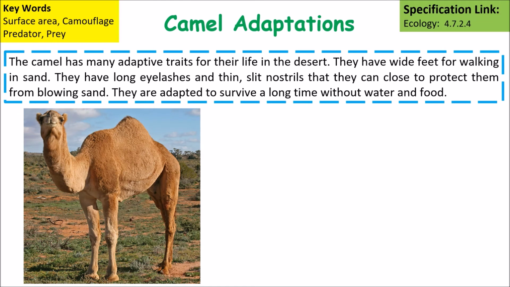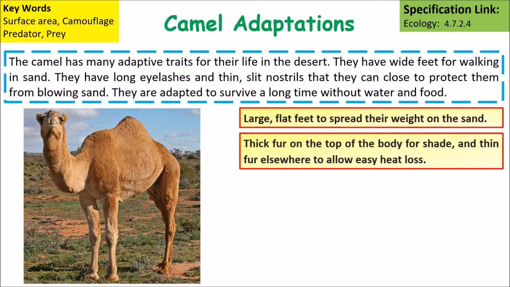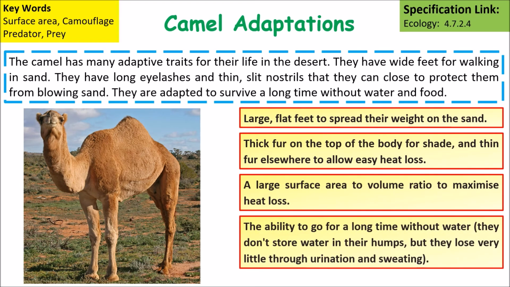A camel has many adaptations which allow it to live in dry, hot conditions. So it's got large flat feet so it doesn't sink into the sand. It's got thick fur on top so that it shades the body, and thin fur elsewhere which enables heat to be lost. It's got a large surface area to volume ratio to maximise heat loss, and it's got the ability to go for a long time without water.